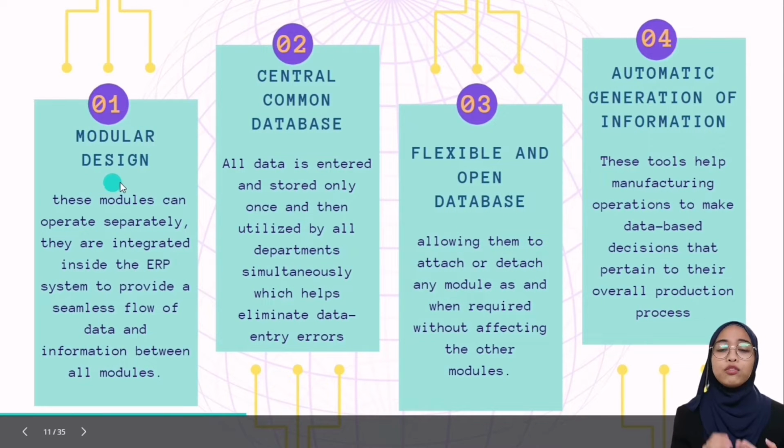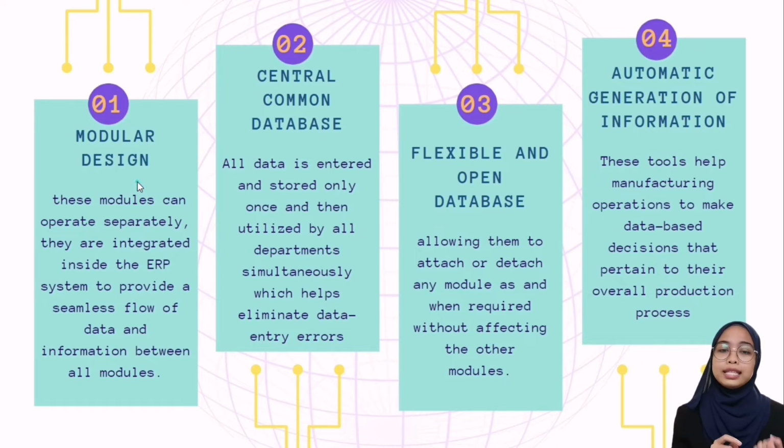The modular design of an ERP system incorporates distinct business modules such as manufacturing, financial, accounting, and distribution. Each module takes care of various functions of a particular section or department within your organization. While these modules can operate separately, they are integrated inside the ERP system to provide a seamless flow of data and information between all modules.